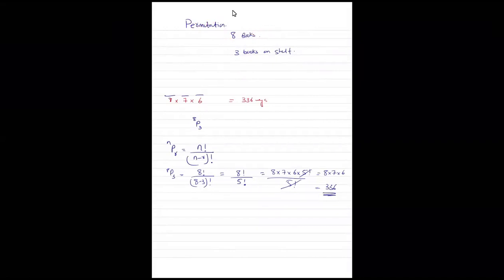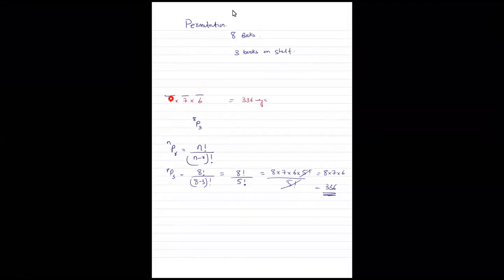So in your calculator you have this option of pressing P. If you press 8P3, you're going to get the value of 8P3 as 336. Now there are 336 ways of arranging 3 books out of 8 on a shelf that has 3 spaces. The other way to approach this question was that if there are only 3 spaces, out of the 8 books, only 3 books can be kept on the shelf.